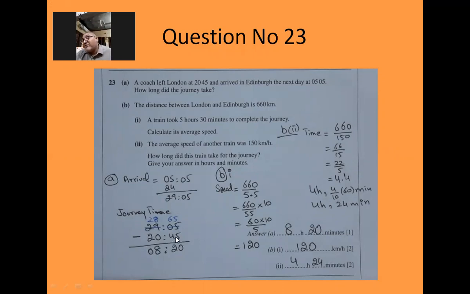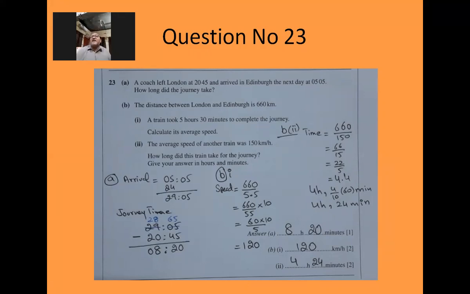Because here you have 5 minutes, here you have 45 minutes, they cannot be subtracted. So from hours, I will borrow one. So 1 hour, when I borrow, that will be 60 minutes. So when you add 60 to 5, it will give you 65 minutes. And here you are left with 28 hours. So 65 minutes minus 45 minutes, that will be 20 minutes. And 28 hours minus 20, that will be 8 hours. So 8 hours and 20 minutes. So the journey took 8 hours and 20 minutes.